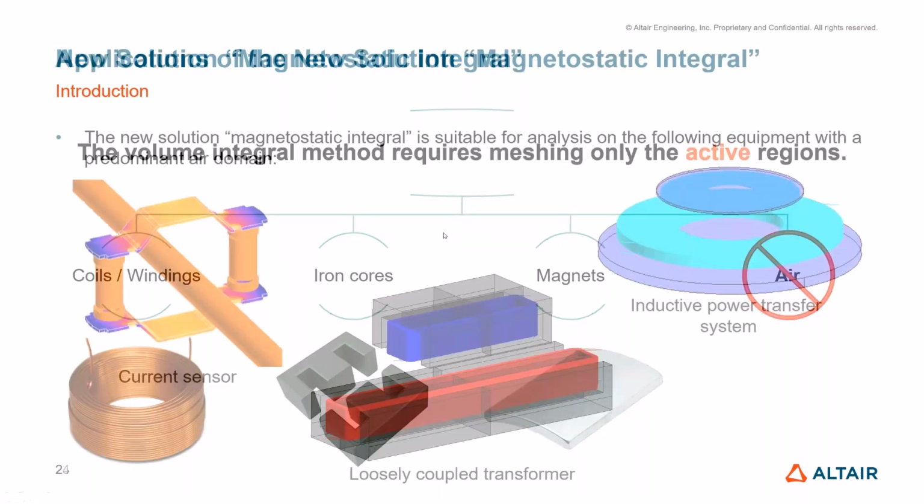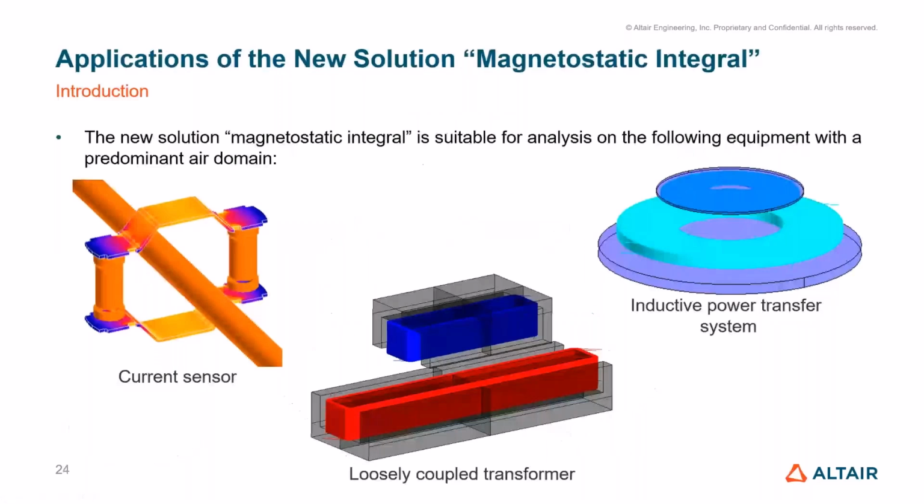Typical application for this new solution available in SimLab, for example, a current sensor, the loosely coupled transformer, and the inductive power transfer system. So if you have some of these applications, you can test the new solver.